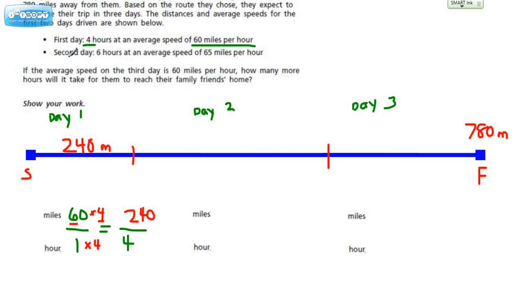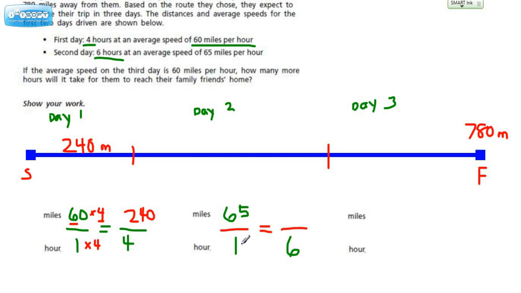Day 2, here's the information. 6 hours at an average speed of 65 miles per hour. So if we set up a ratio for that, we're going 65 miles in 1 hour. How many hours are they traveling? For 6 hours. So we need to figure out this number right here.